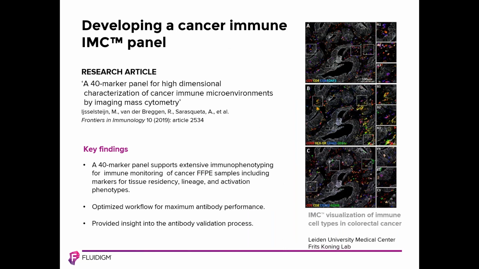In this paper from Fritz Koning's lab at Leiden University Medical Center, the authors report how they developed a 40-marker panel for high-dimensional characterization of cancer immune microenvironments by imaging mass cytometry. This panel for FFPE tissues included immune cell markers to assess tissue residency, lineage, and activation phenotypes. In addition, the panel included surrogates of cancer cell states as well as tissue-specific markers for cellular contextualization within the tissue. The authors also described an optimized workflow for maximum antibody performance as well as providing insight into the antibody validation process.